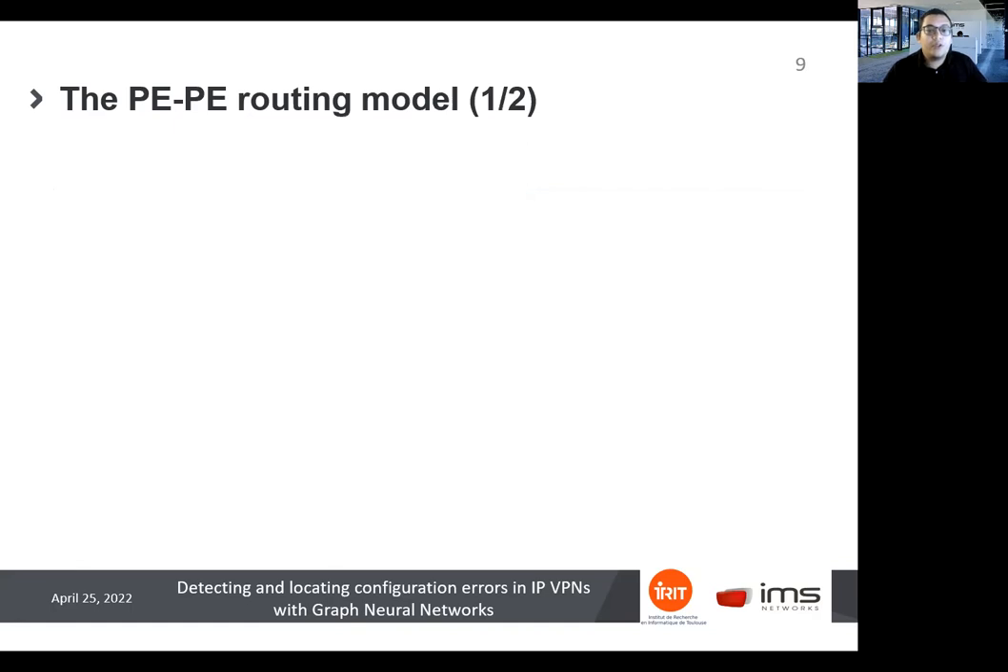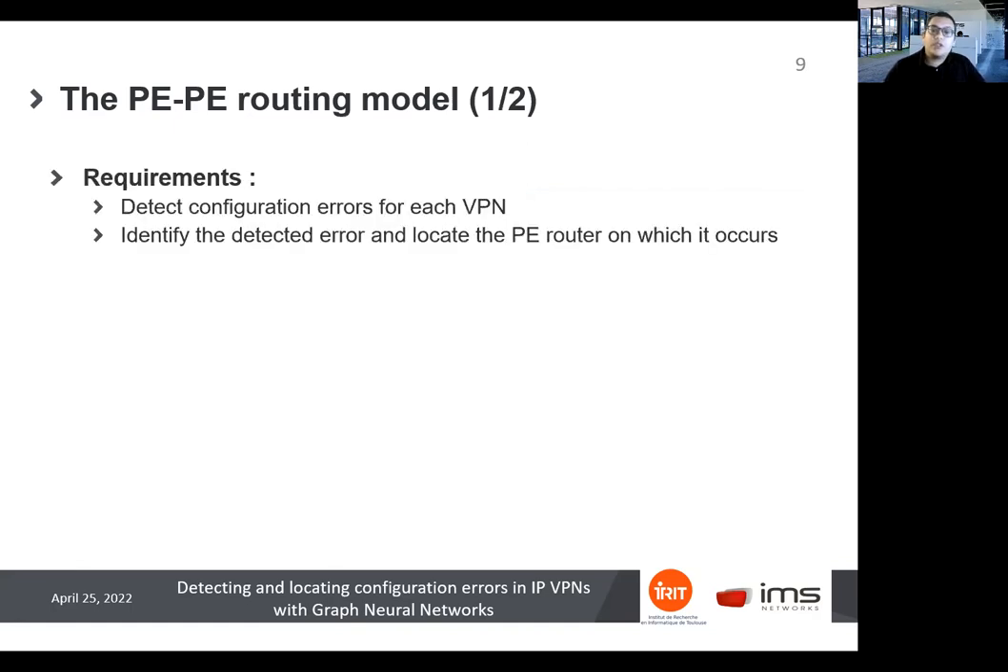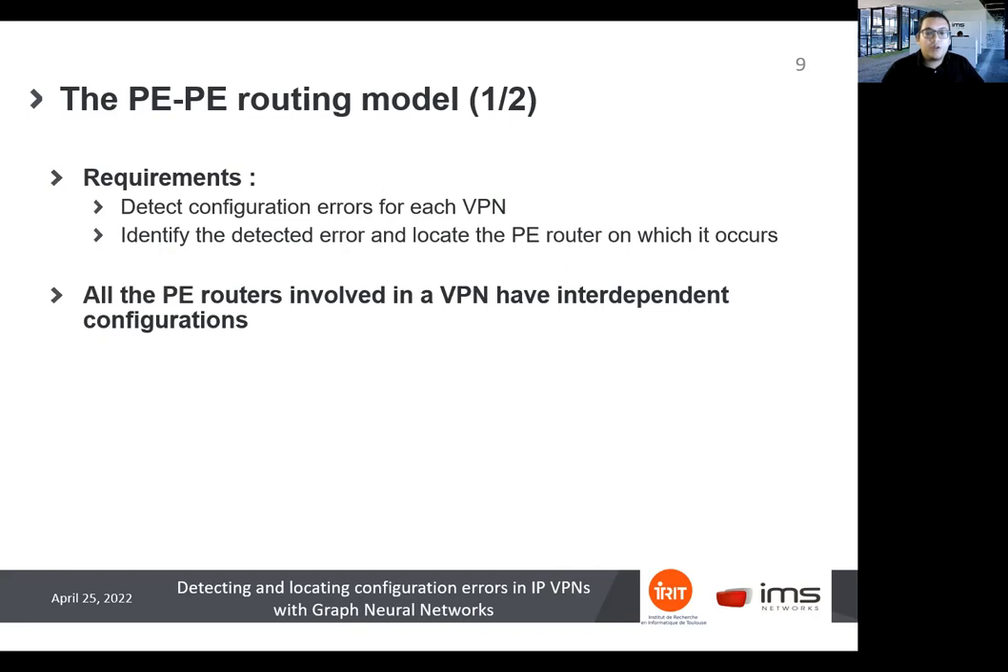For the PE routing model, we have to detect configuration errors for each VPN. We have to locate the PE router on which it occurs, and also identify exactly what the error is. And as each PE router configuration involved in a VPN depends on the configuration of the other VPN PE routers, we decided to model all the PE routers in the same graph, but by separating each VPN into a specific graph in order to detect errors per VPN.